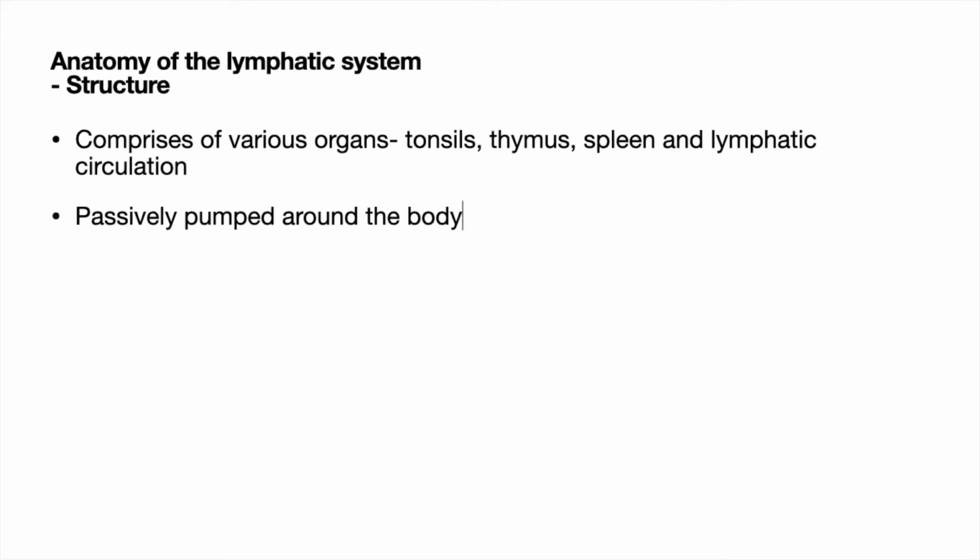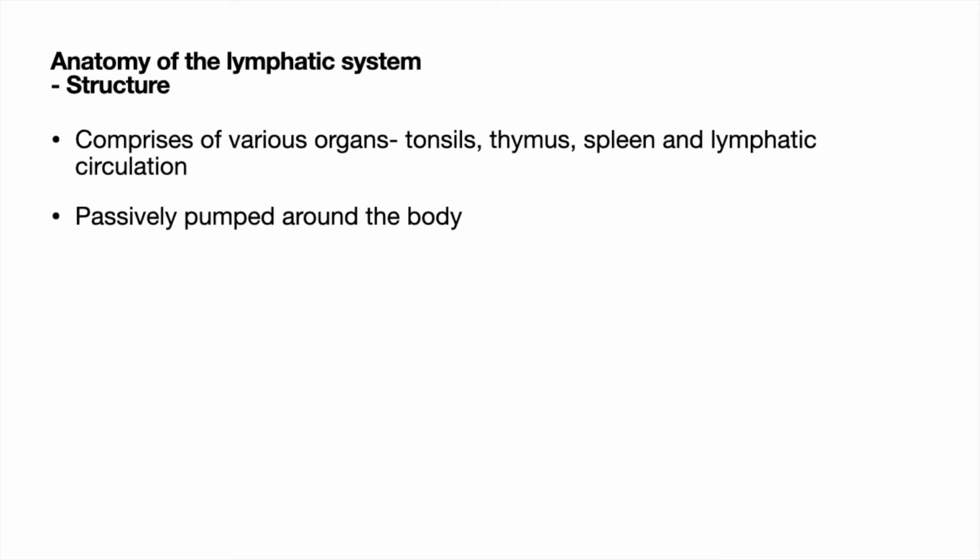Okay, so let's have a look at the anatomy of the lymphatic system in more detail. So, as I've mentioned, there are a number of organs that play a role within the lymphatic system, and these include the tonsils, thymus, and spleen. And in terms of lymph itself, it's passively pumped around the body. So, rather than something primarily pushing lymph around the body, there are actually three key things that help the lymph to be pushed around the body.